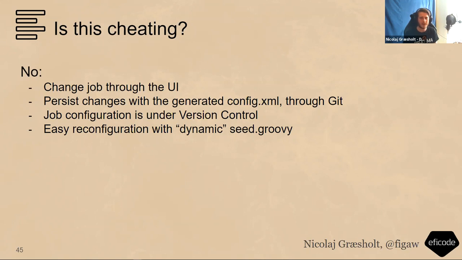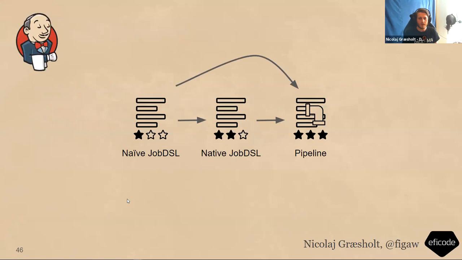But I'm also not entirely done, because having to go to the UI and making changes to my job and wrapping them in XML every time, or wrapping them in JobDSL, becomes a bit tedious. So I would like to have them as the native JobDSL or a Jenkins pipeline. So this is the story that I originally wanted to tell you, because now I have my naive JobDSL and I can convert that to native JobDSL, or I can convert it to pipeline.